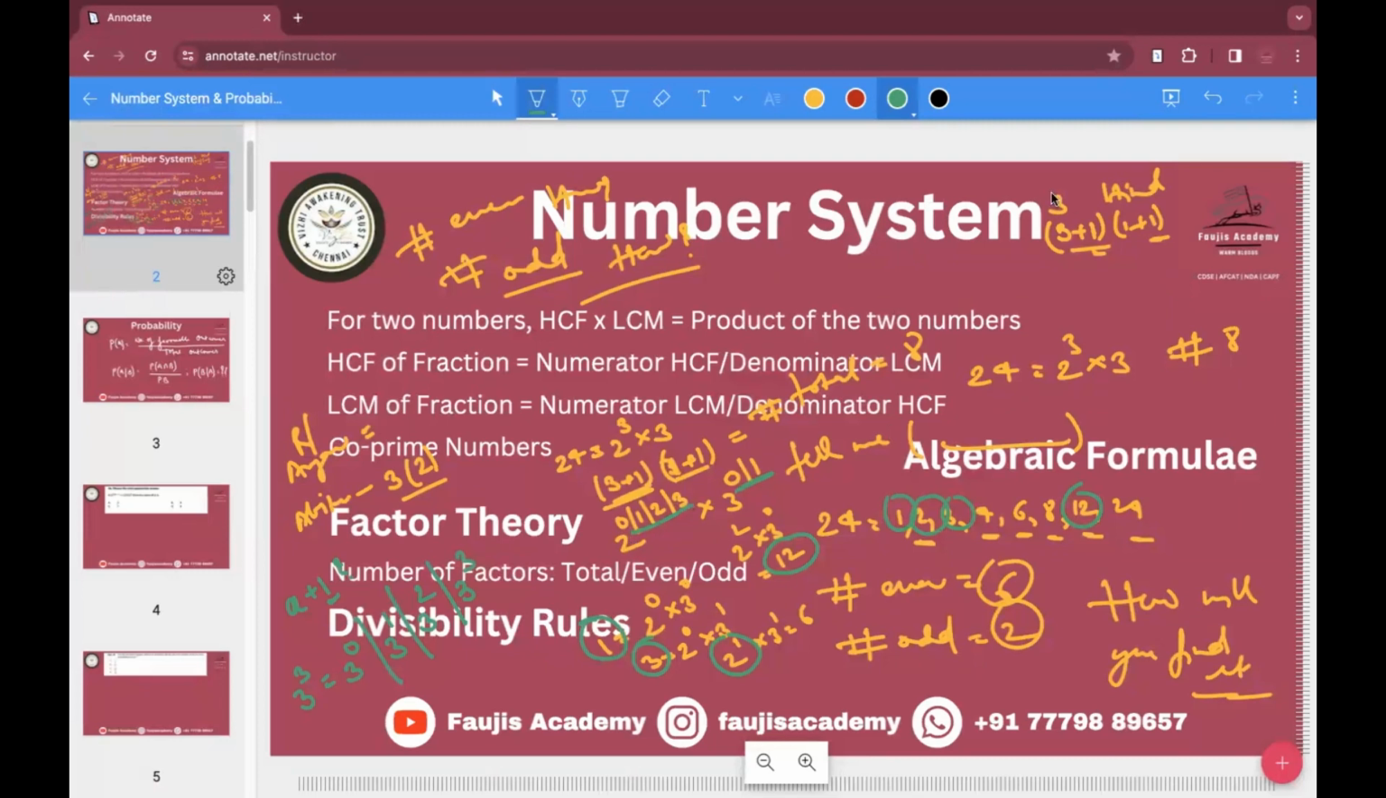So if we have to find the even number of factors, we will have to ensure that there is at least one 2 in that number. If there is a presence of 2, then only it will become even.